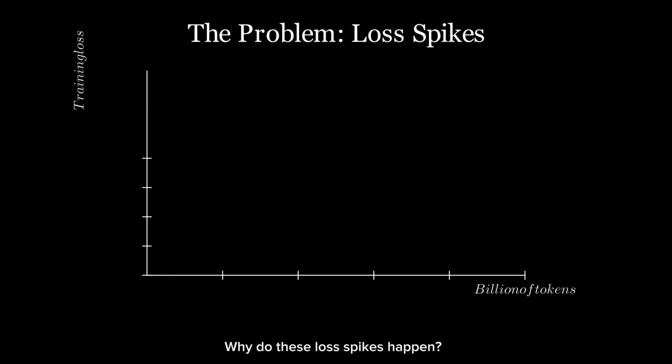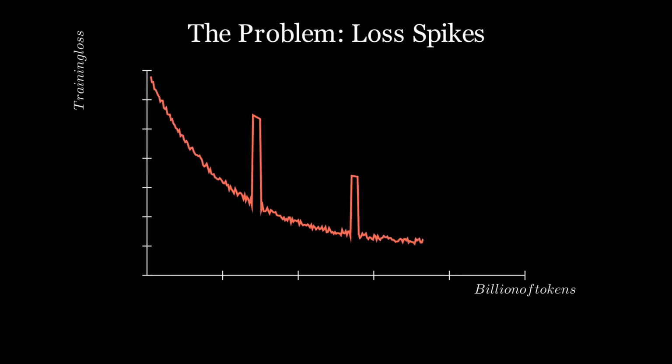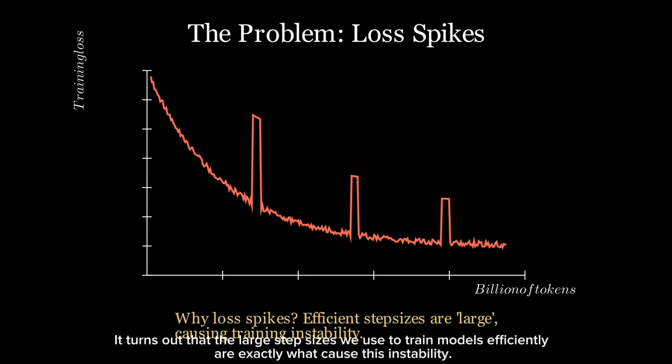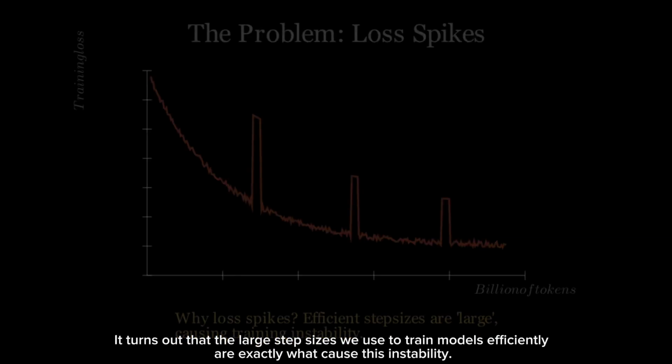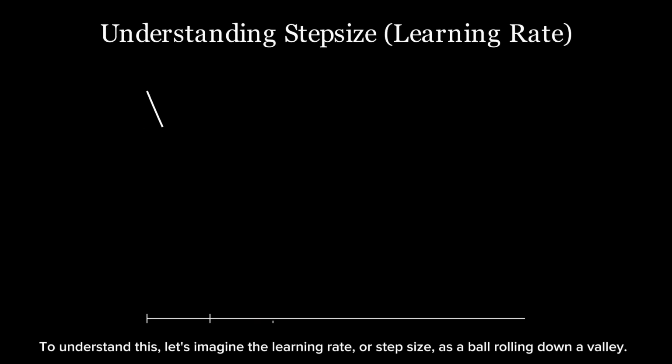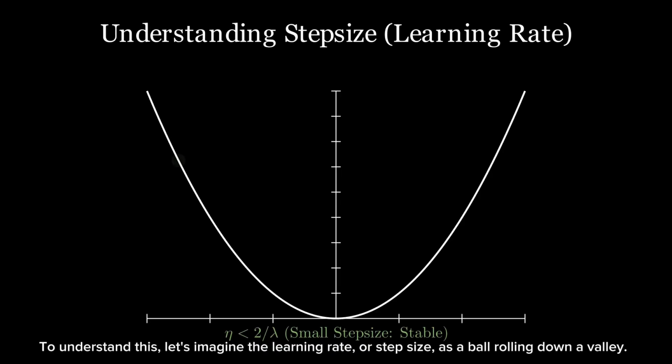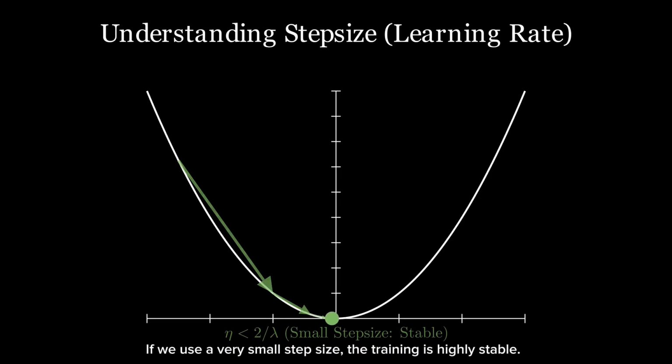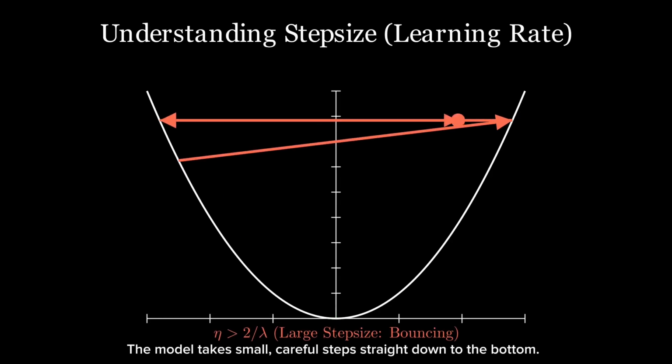Why do these loss spikes happen? It turns out that the large step sizes we use to train models efficiently are exactly what cause these instabilities. To understand this, let's imagine the learning rate or step size as a ball rolling down a valley. If we use a very small step size, the training is highly stable. The model takes small, careful steps down to the bottom.